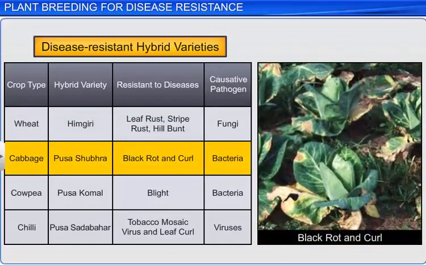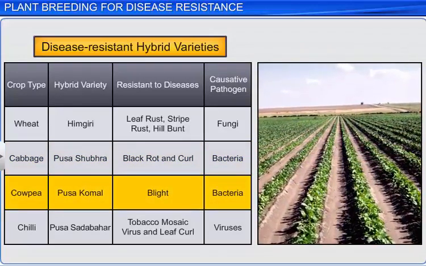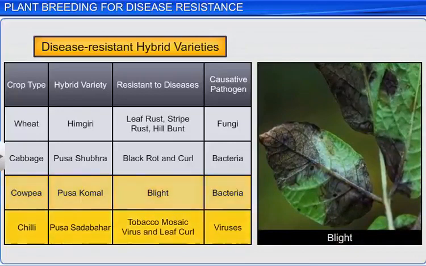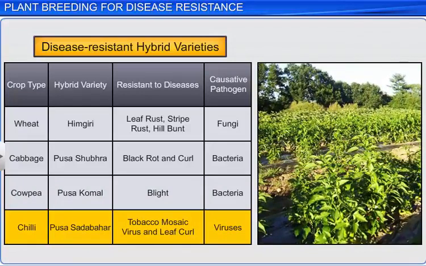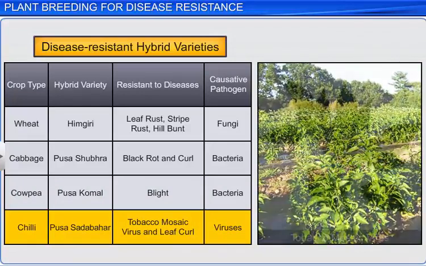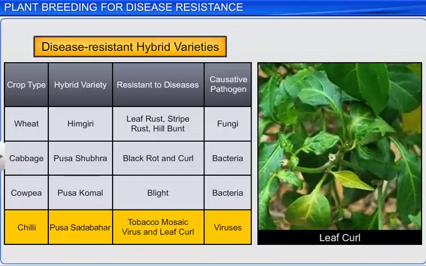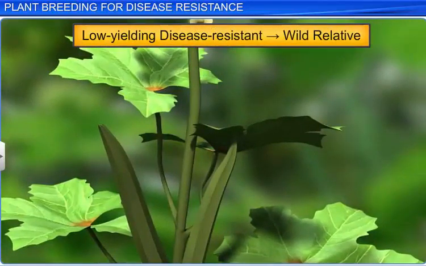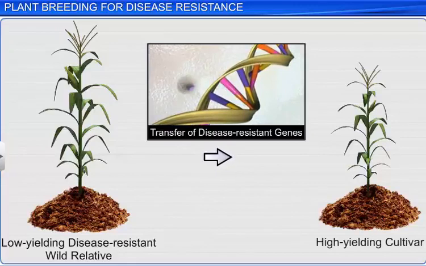There is Pusa komal, a hybrid variety of cowpea that is resistant to blight disease caused by a bacterium, while Pusa sadabahar, a hybrid variety of chili, is resistant to viral diseases such as tobacco mosaic virus and leaf curl. The only drawback of these disease-resistant wild relatives is that they are low-yielding. So, the disease-resistant genes from these wild relatives need to be transferred to high-yielding cultivars.